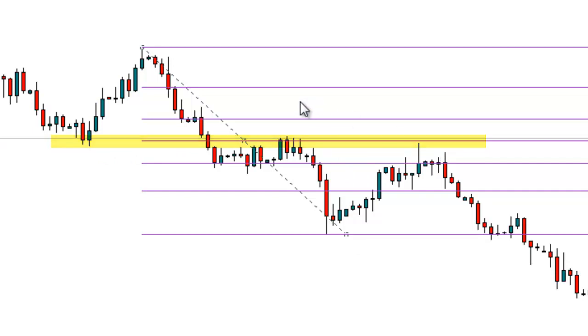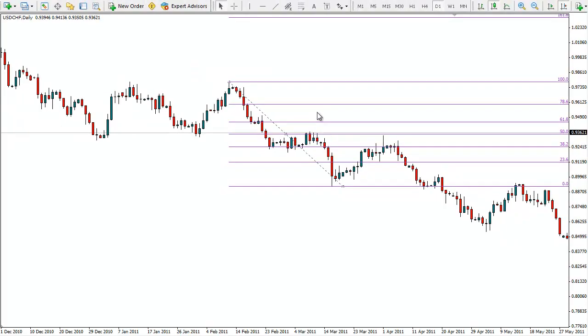So this is the way Fibonacci works. Now, Fibonacci isn't a magic bullet. It's not going to work every time. All we're using these tools for is to give us an indication of where price could react. And if price does react to that level, then that just gives us a little bit of confidence that the price is then going to turn around and continue in the direction of the major trend at that level.